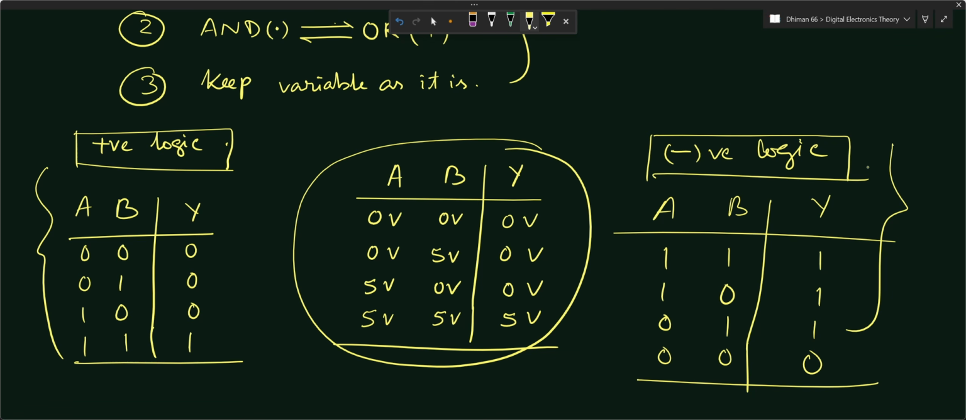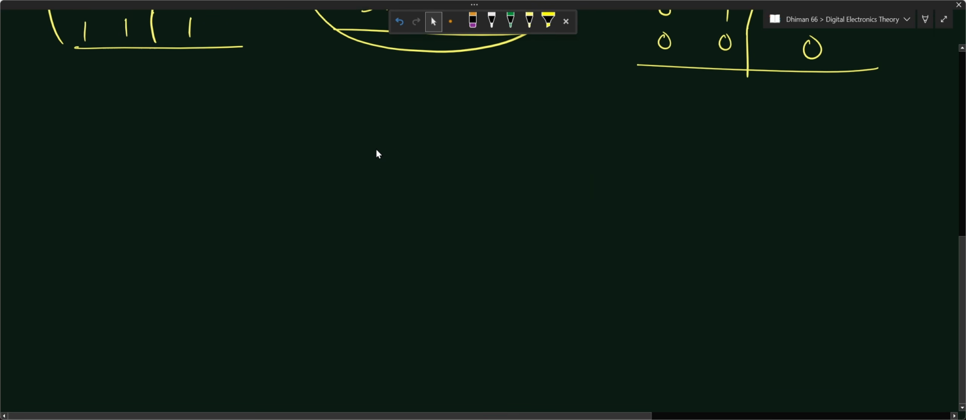We may have a buffer, we may have a NOT gate, we may have a NAND gate. What will happen in the case of duality? Okay, we will consider examples as well and we will prove it. Okay, next, first of all, what will happen?